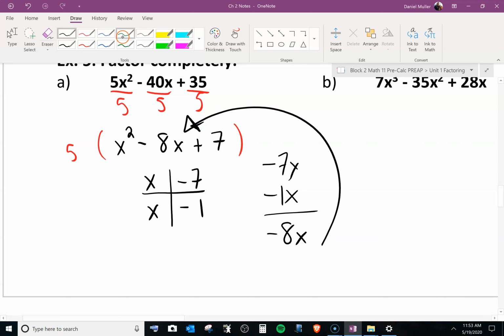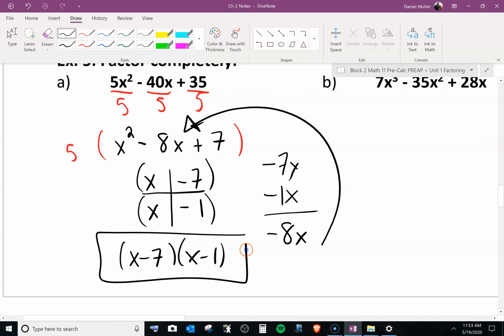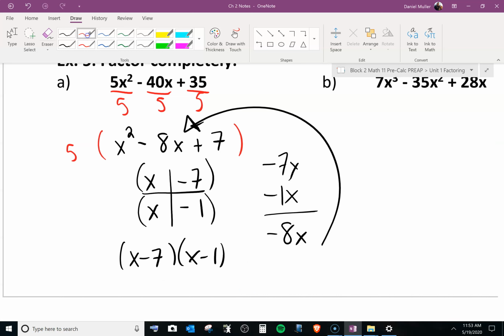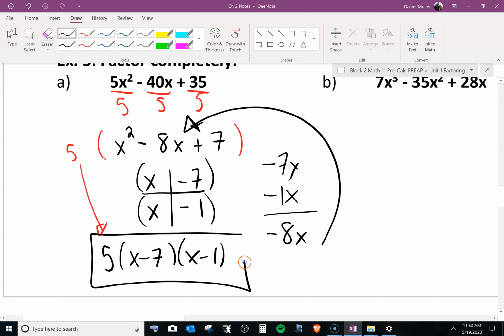So this is factored: x minus 7 and x minus 1. That is now factored. You cannot box this, though, as it stands. I asked you to factor completely. You took out a 5, so we're going to need to add that down in front. Now we have factored this completely.